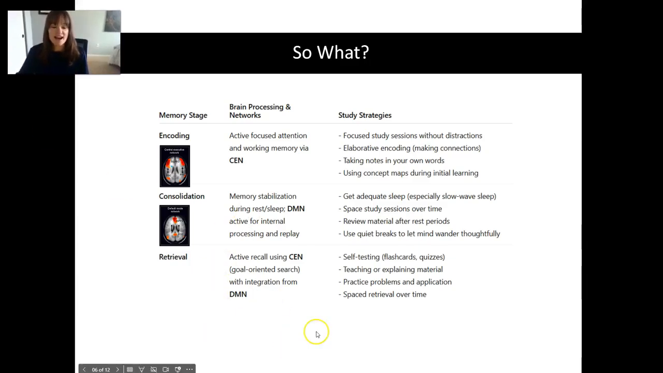And then retrieval we have, and that's where you're hoping to get to for your exam. So it's really using a lot of different parts of your brain. And a great way for retrieval is to self-test yourself. So write questions, flashcards, quizzes, teaching or explaining the material out loud, even if it's only to yourself, practice problems, spaced retrieval, again, coming back. So we'll describe that in a bit more detail.